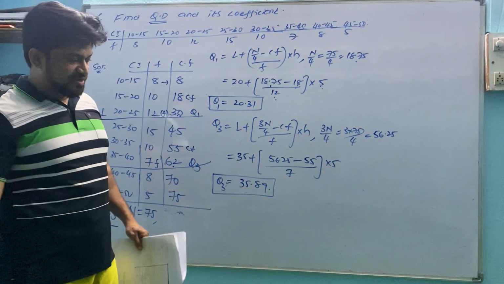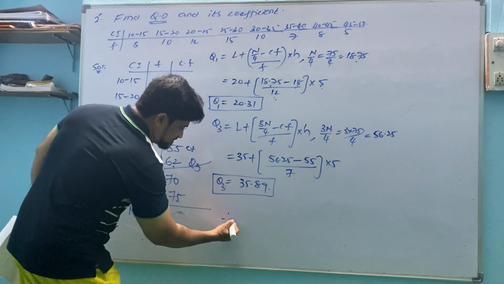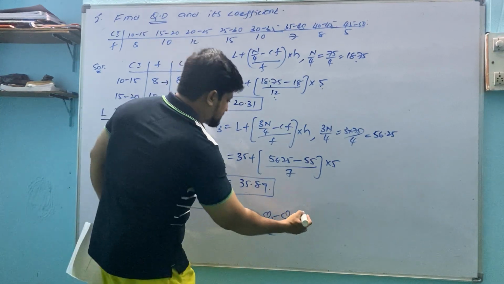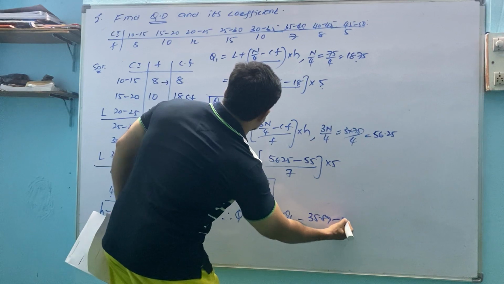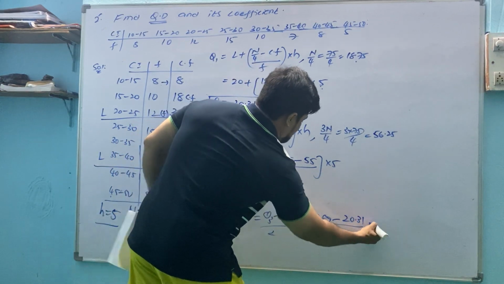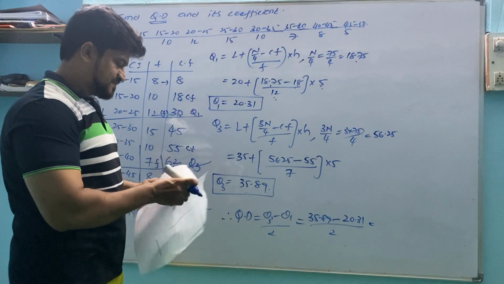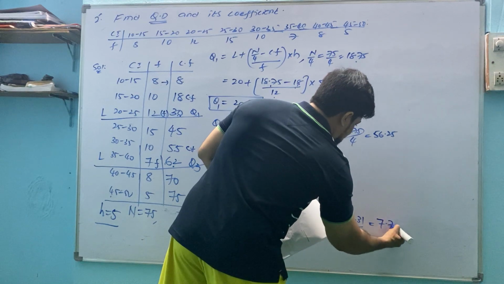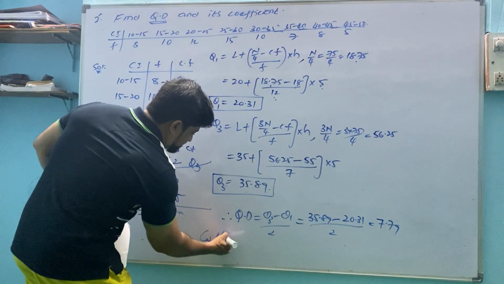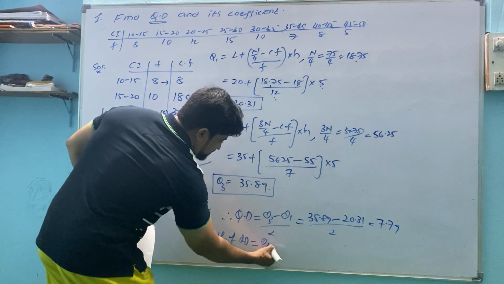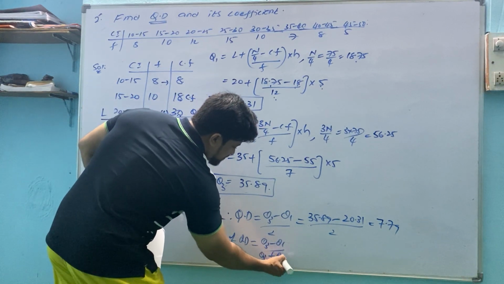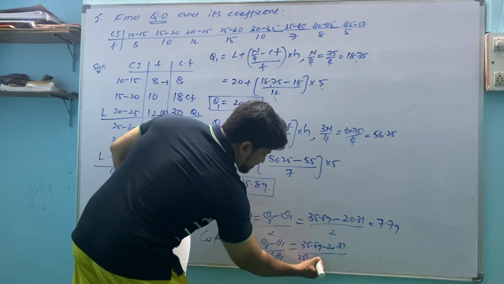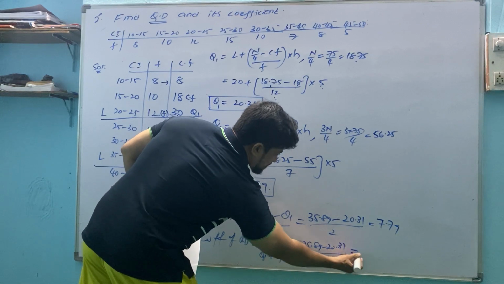Once you have the Q1 and Q3 values, we can find the quartile deviation. Quartile deviation is Q3 minus Q1 divided by 2. So what is the Q3 value? 35.89 minus 20.31 divided by 2. Once you divide this, you will get 7.79. And the coefficient of quartile deviation is Q3 minus Q1 divided by Q3 plus Q1. So 35.89 minus 20.31 by 35.89 plus 20.31 equals.